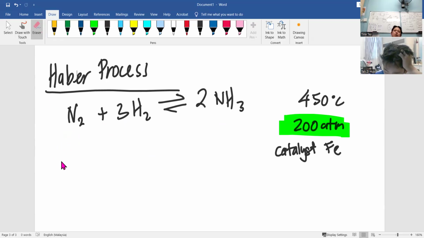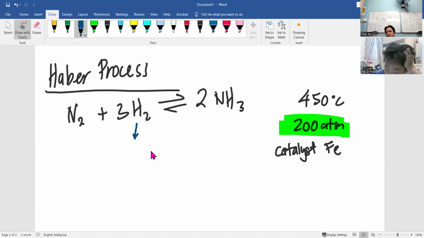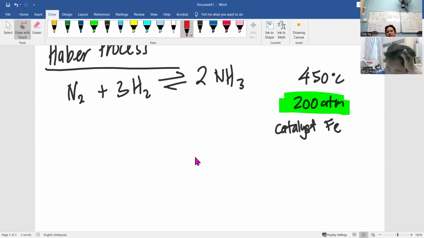Now, what do you think happens if I take away hydrogen? It will favor the reverse. So we shouldn't take away hydrogen. We keep adding hydrogen. Now, what about ammonia? Should we add more ammonia or remove ammonia to make more ammonia? We should remove ammonia. Correct. That's what we do in the experiment like this.